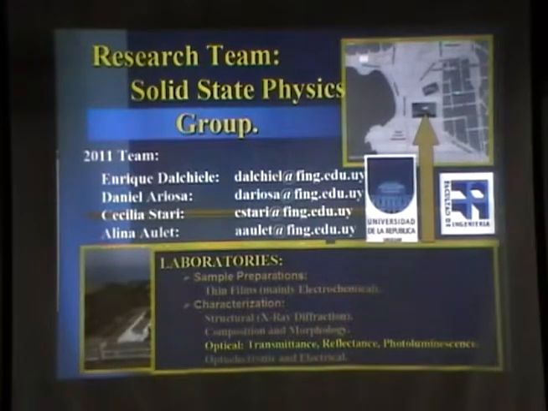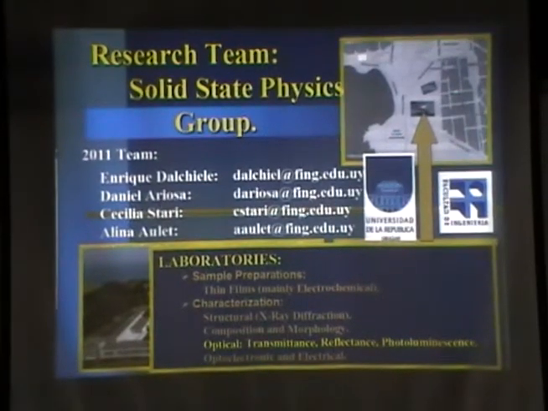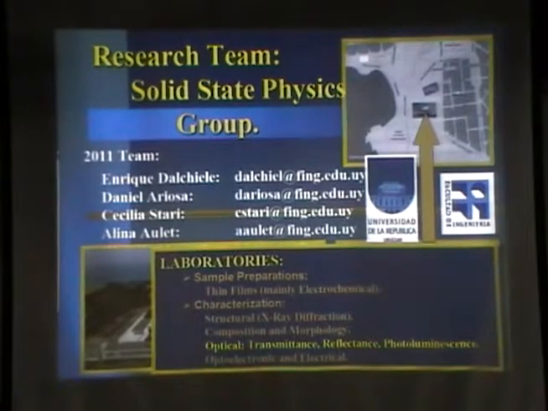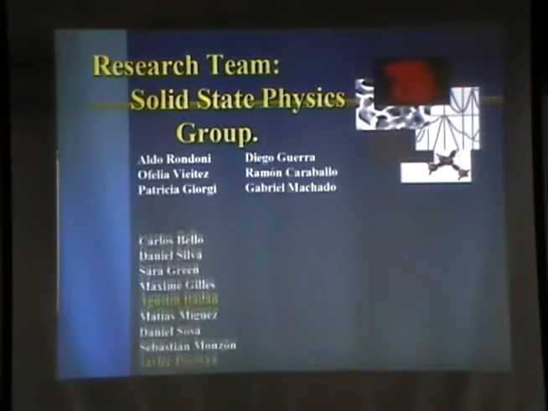Well, going to the research facilities we have here. In our group, we have some small laboratories, mainly for preparation of samples. The main method for sample preparation we have here is electrochemical, which is what Professor Dalchieri works with, and some characterization methods. I will be talking mainly on optical properties of the materials prepared here, and samples we exchange with some collaborators in other parts of the world.